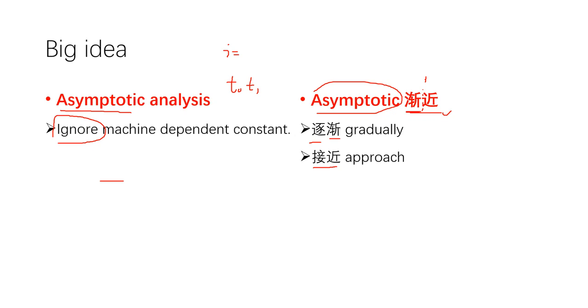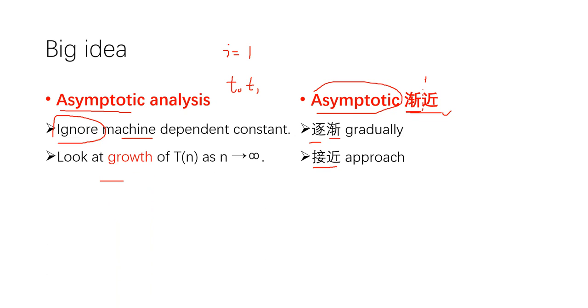Like on the last slide I mentioned the assumptions T0, T1, like how much time this code will take for i equals 1. It totally depends on the machine you use, right? Is it a supercomputer, or a normal computer, or your laptop, or your iPad? They are all different. So in asymptotic analysis, we ignore this part. We ignore the machine-dependent constants.